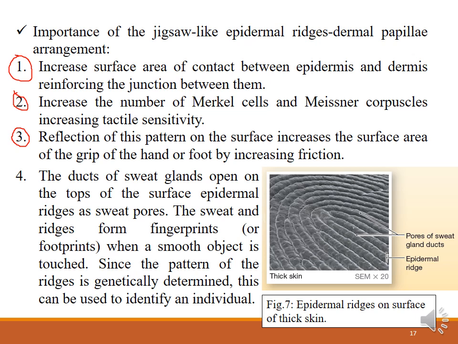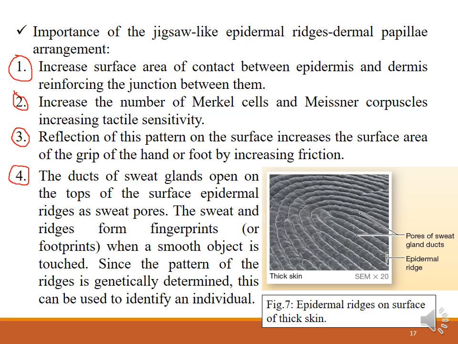This will lead to an increase in the surface area of the grip of the hand or feet by increasing friction. Because we have a series of grooves and ridges on the surface of the skin, the surface area used for gripping objects by the hand, for example, is increased. This means that there is more friction between the skin and the object, which means that we'll have a firmer grip. Although not exactly a function, it is also a benefit from this arrangement.